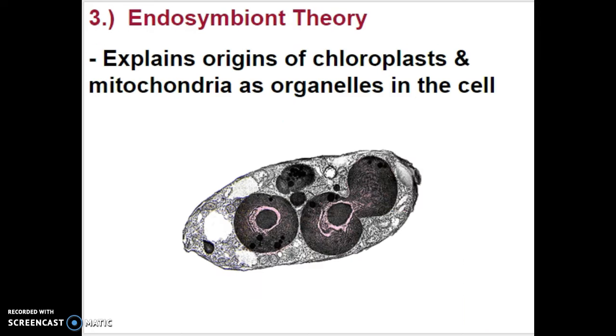The origins of these different parts of the cell, the organelles. So if we have a prokaryotic cell without complex parts, how do we get eukaryotic cells with complex parts? There is a theory that's called the endosymbiont theory. Remember, endo means inside, and symbiosis is an association. So this explains the origins of chloroplasts and mitochondria as organelles in the cell.